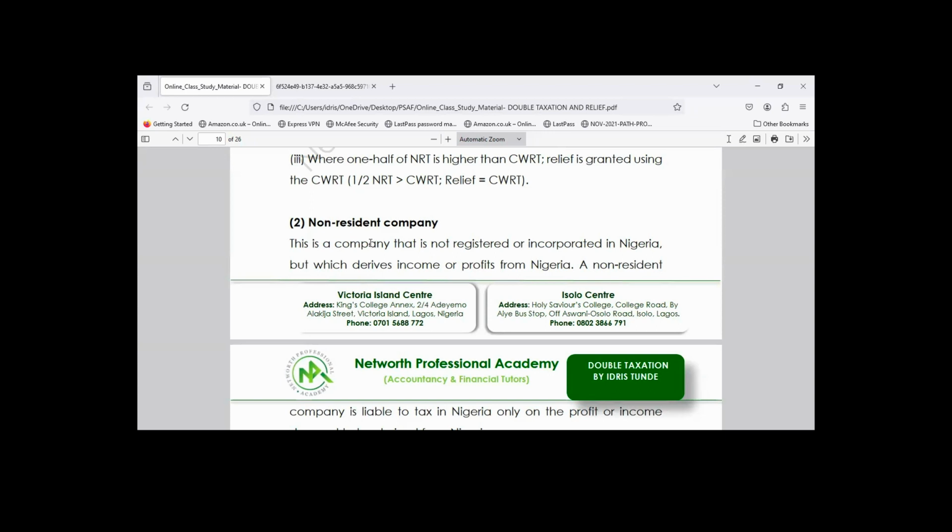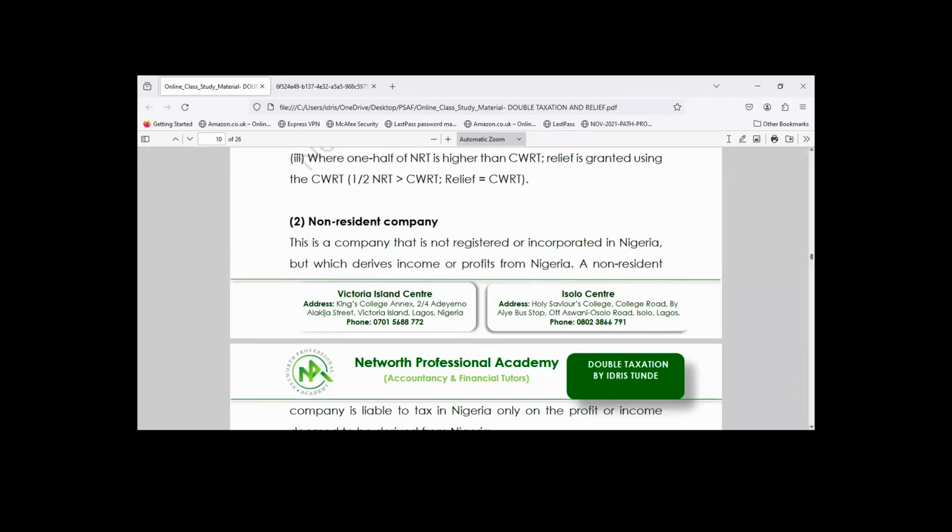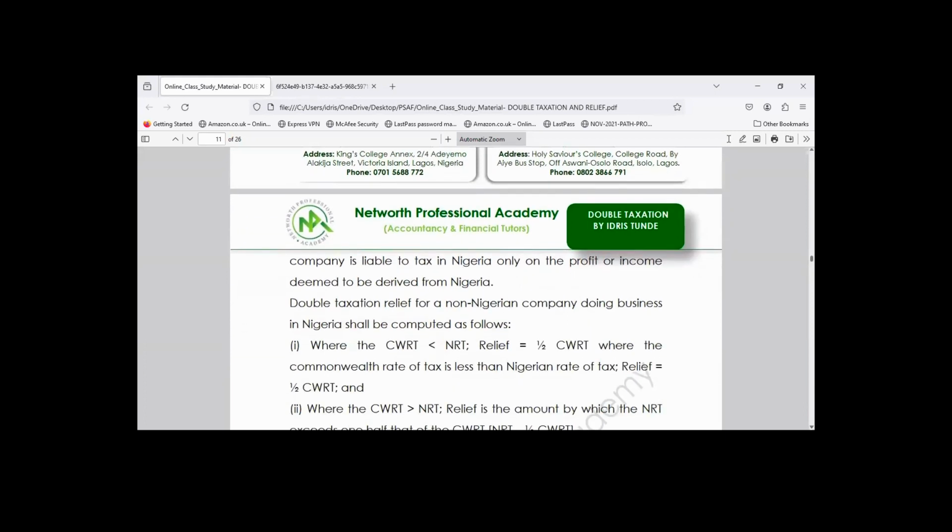A foreign company is a non-resident company. They are not registered or incorporated in Nigeria, but they are deriving profit in Nigeria. That kind of company is called a non-resident company. A non-resident company will be liable to tax only on the profit that they derive from Nigeria.